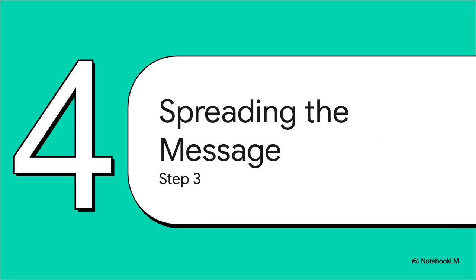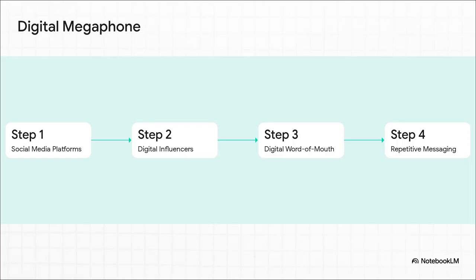Okay, so the product is crafted, the market is analyzed. Now it's time for the big push, the promotion. So let's move on to step 3, spreading the message. A modern political campaign has a massive digital megaphone at its disposal. This includes the obvious stuff, right, like social media platforms, but it also includes newer tools like digital influencers or e-influencers, who are basically popular online personalities paid to spread the message. And it all relies on two incredibly powerful techniques: digital word of mouth and simple, classic repetition.